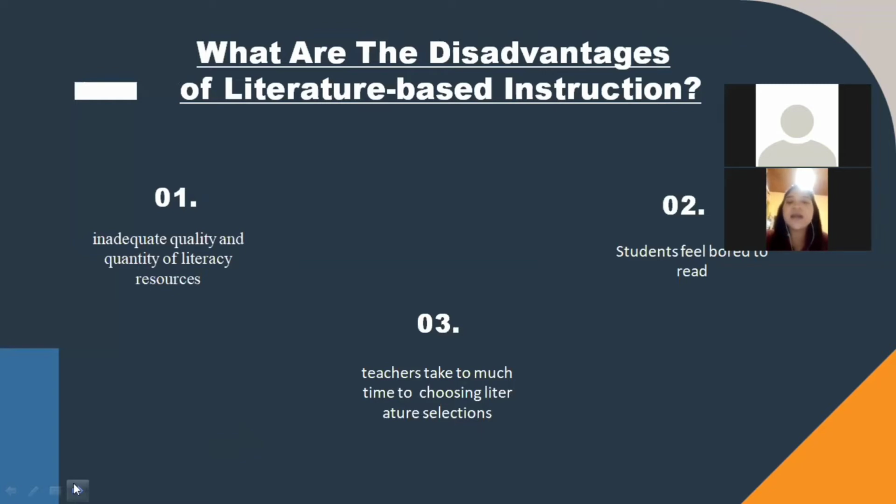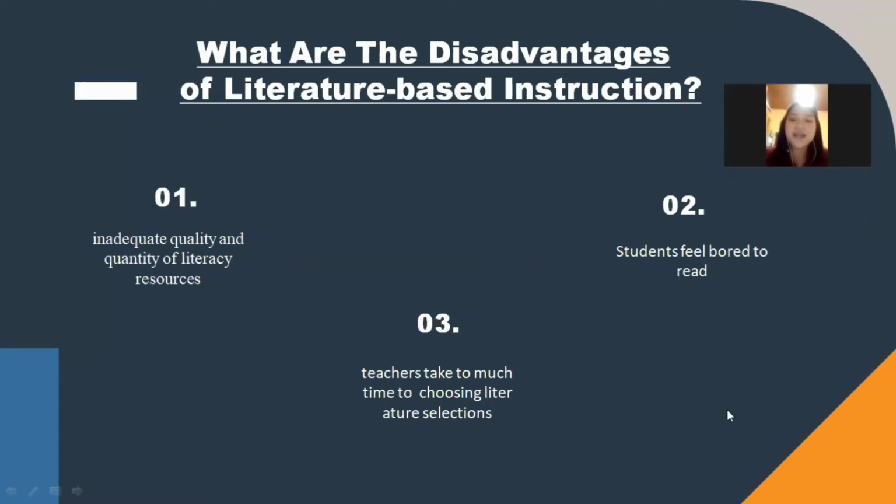Okay, now we're going to talk about disadvantages of literature-based instruction. There are 3 points. The first one is, as we know, especially in developing countries such as Indonesia, we have low quality and also quantity of literacy resources such as books or internet, and knowledge in operating computers, etc. So that can be challenges for us in literature-based instruction.